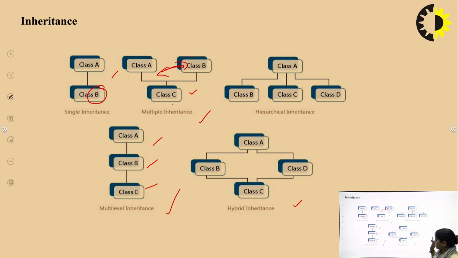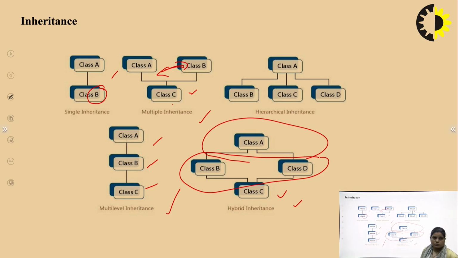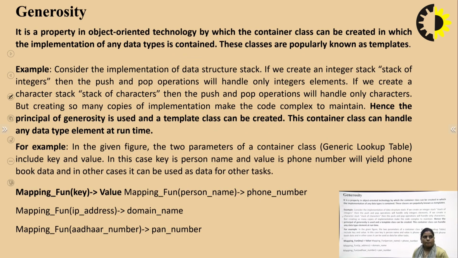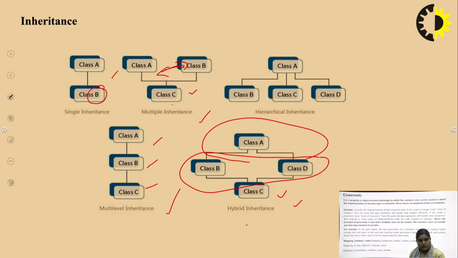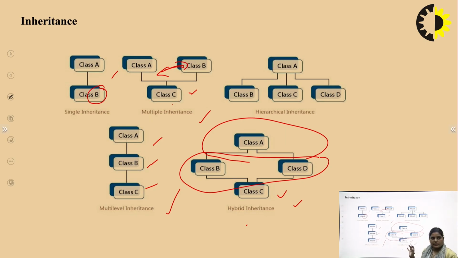In hybrid inheritance, we can see multiple inheritance in this part and hierarchical inheritance in this part. Hybrid means a combination, so hybrid inheritance combines different kinds of inheritance into a single one. So these are the different kinds of inheritance which we can use in our programming languages.